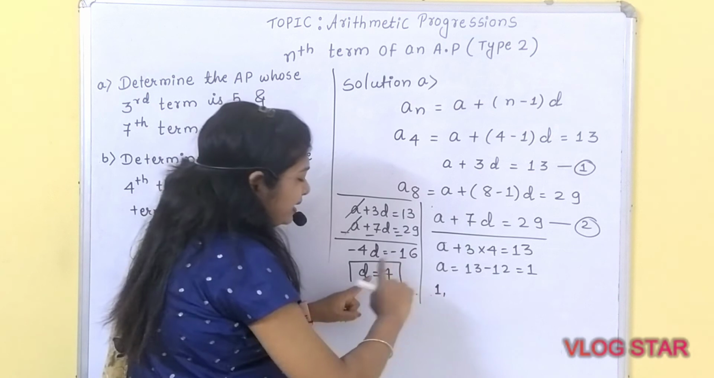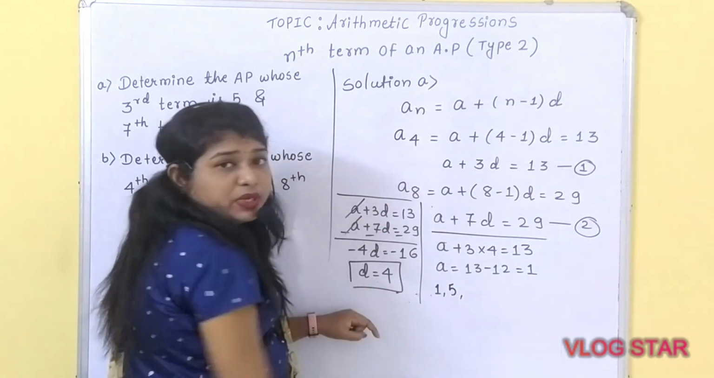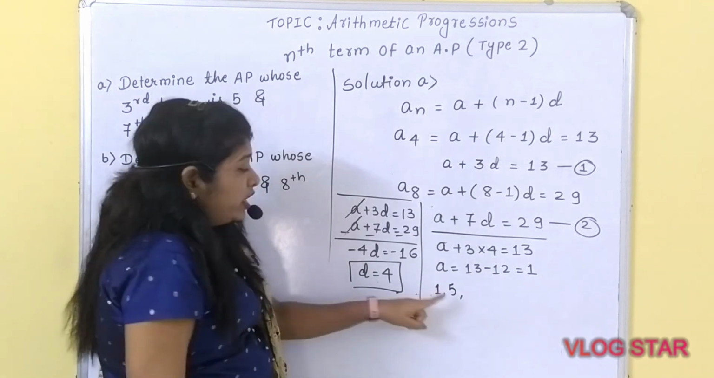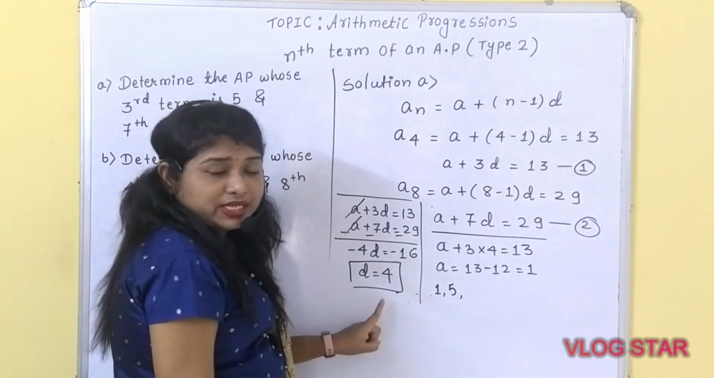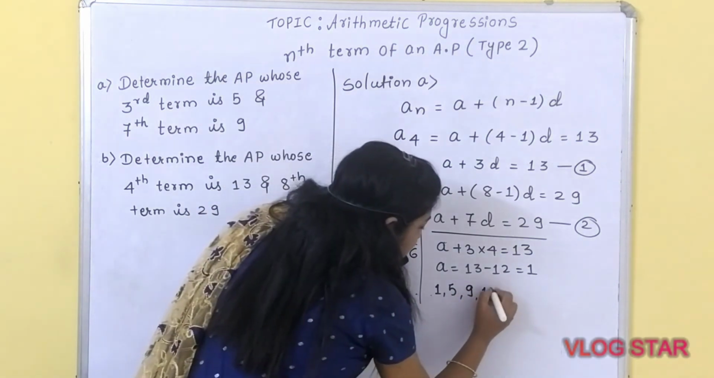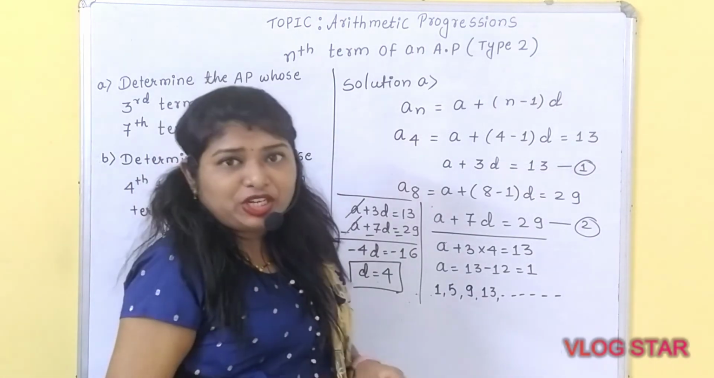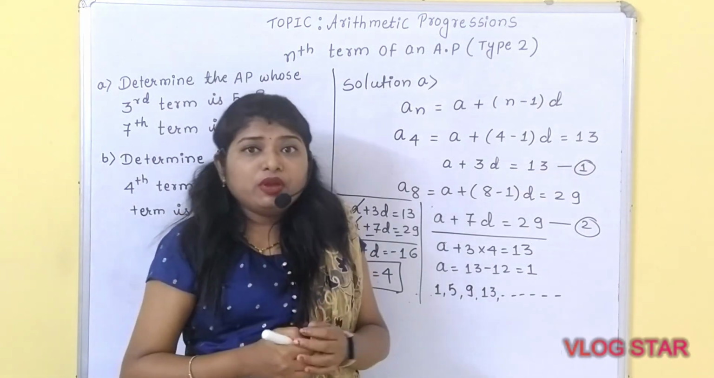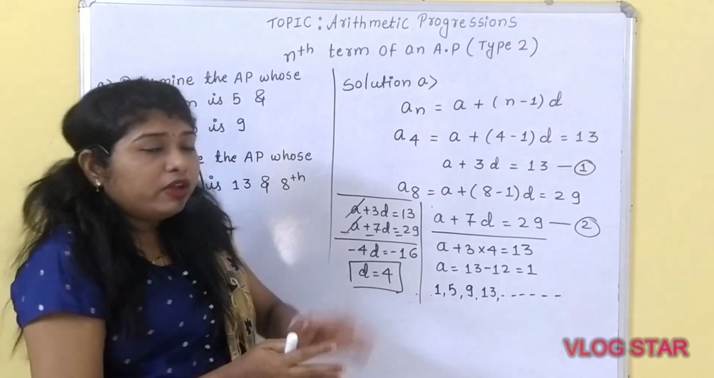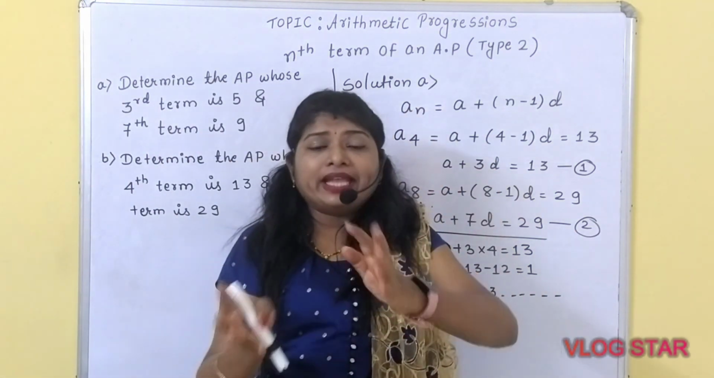So simply add them. 1 plus 4 is 5, because if you take the difference between the two consecutive numbers, it should be 5 minus 1 is equal to 4. Simply the next would be 9, next is 13 and so on. So I hope you have understood type number 2. What is basically type number 2? We need to determine an AP with the help of the nth term.